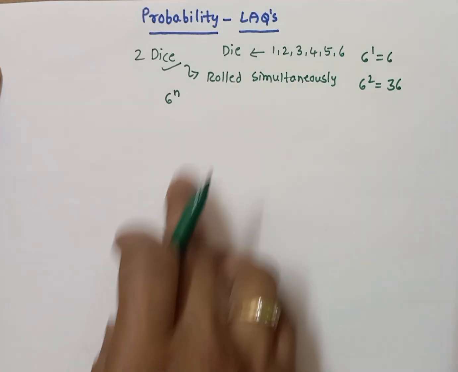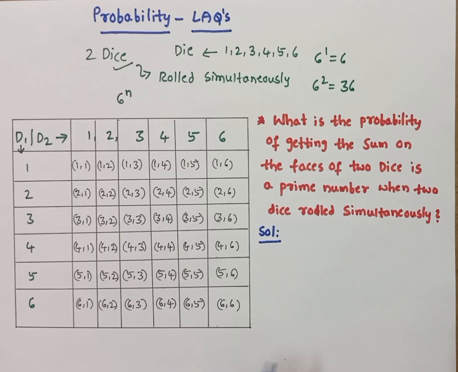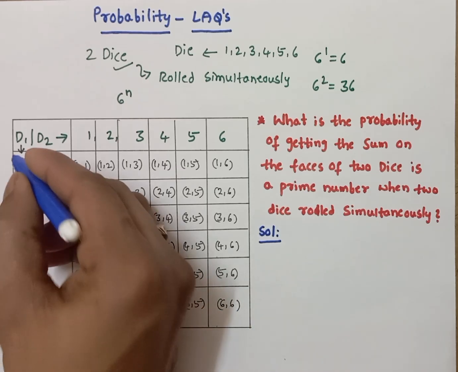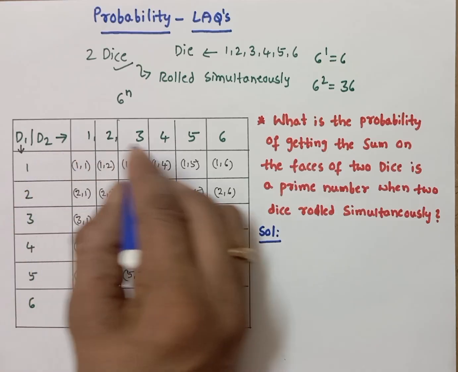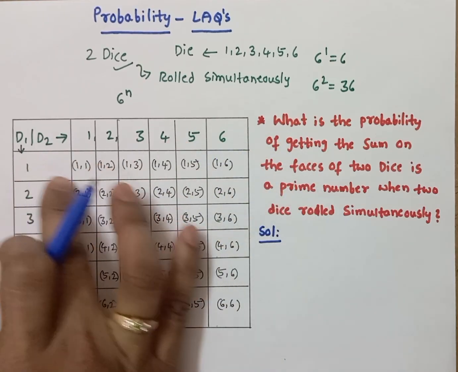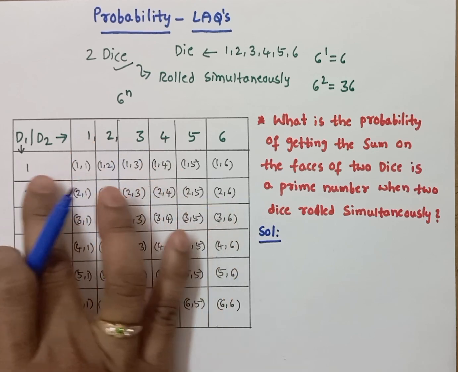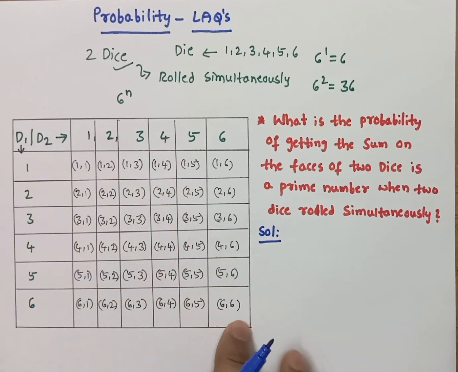Now let's see what the outcomes are first. These are the 36 outcomes. Die 1 will have six outcomes, and die 2 also will have six outcomes whenever they are rolled simultaneously. Maybe die 1 showing 1 and die 2 showing 1, maybe die 1 showing 1 and die 2 showing 2, like that. So totally we will have 36 outcomes.